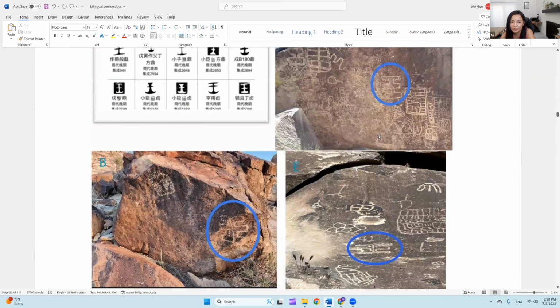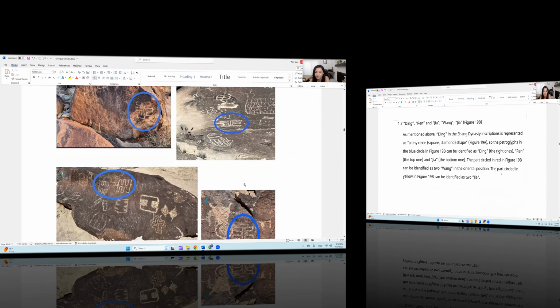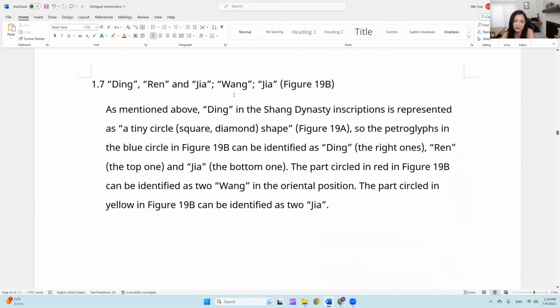And also, this is king. These are not only king's titles, exactly the character king here, so many king here. Okay, let's say 丁任甲, Wang Jia. As mentioned above, Ding in the Shang Dynasty inscription is represented as a tiny circle, square, or diamond shape. So the petroglyphs in the blue circle in figure 19b can be identified as Ding and Ren and Jia.